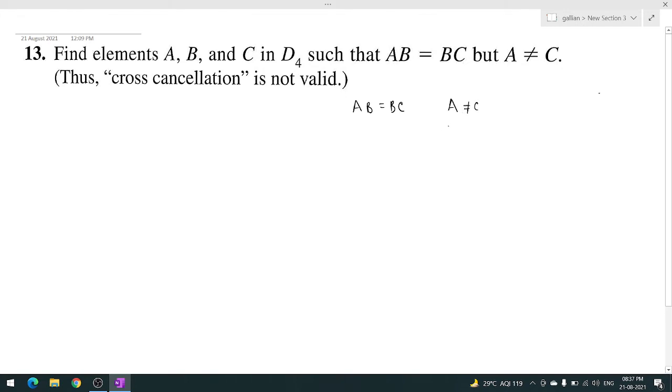You have read the theory of the book, and from the theory of the book you have also seen the Cayley table. In the Cayley table, you can easily distinguish and see the answer. So you find it yourself. I am just giving one example. Consider B equals D. Then we know that HD equals DV, but here H is not equal to V.